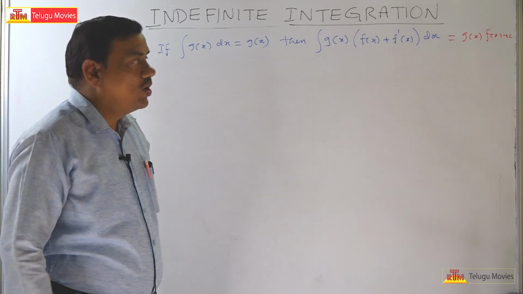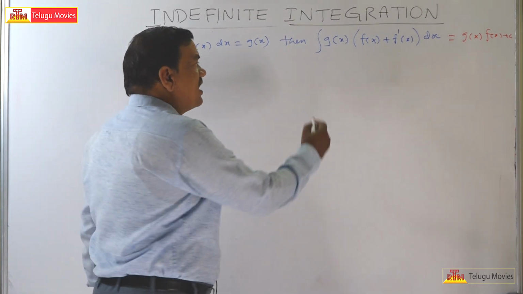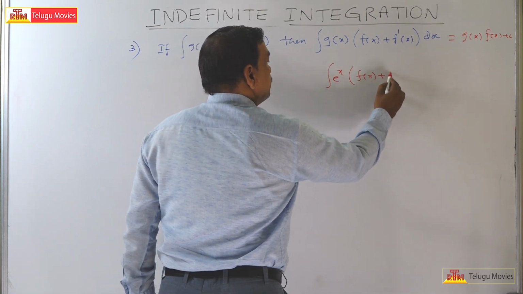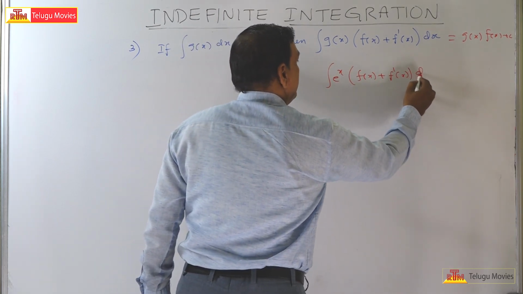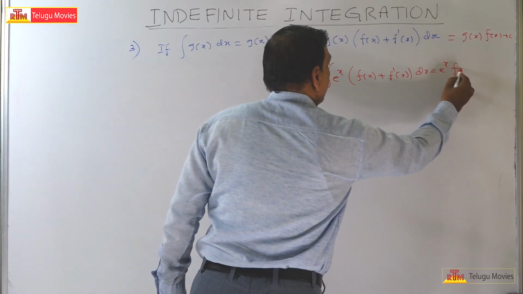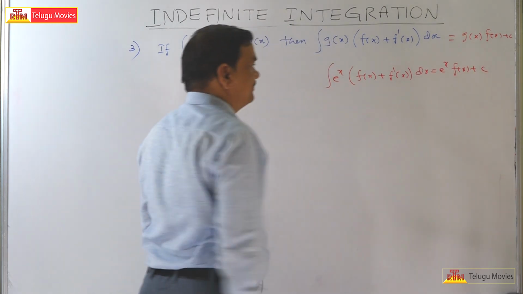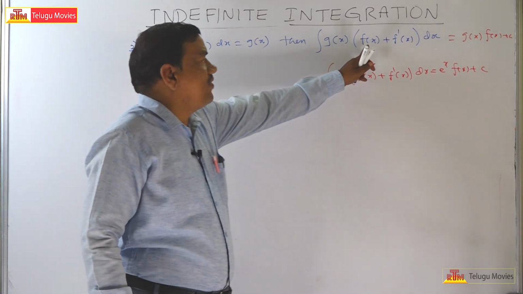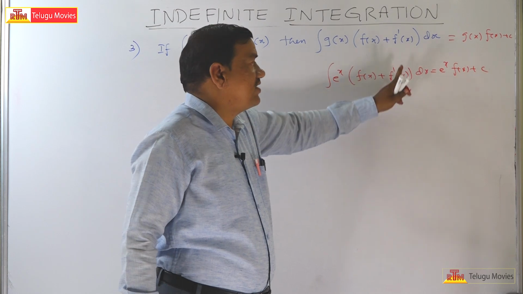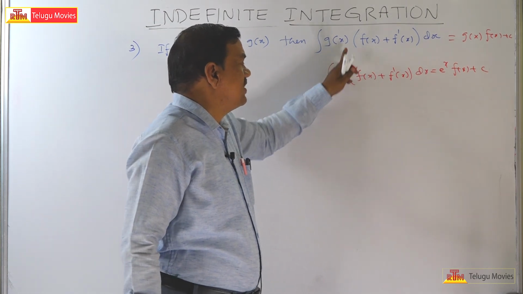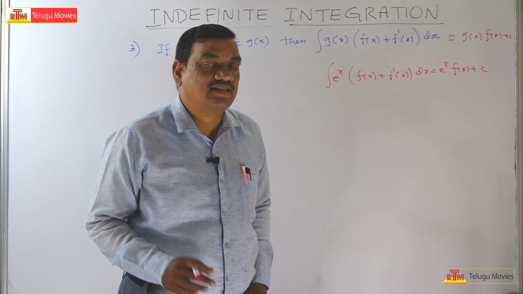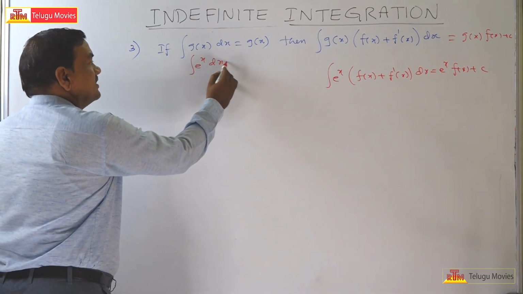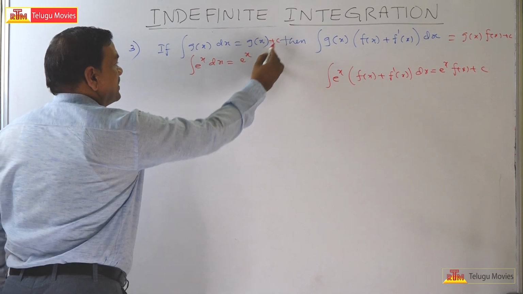Why? Because we have one formula. What is that formula? Integral of e power x into f of x plus f dash of x dx is equal to e power x into f of x plus c. Here, f of x is there, f dash of x is there. In place of g of x, e power x. Can I take it as that? Yes, I can take. How? See here, integral of e power x dx is equal to e power x plus c.